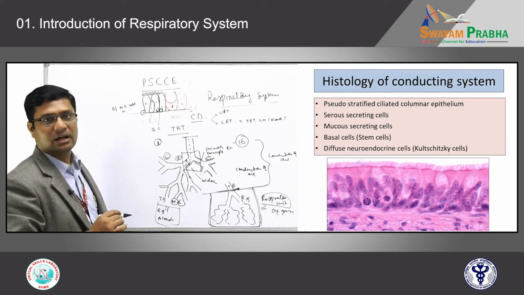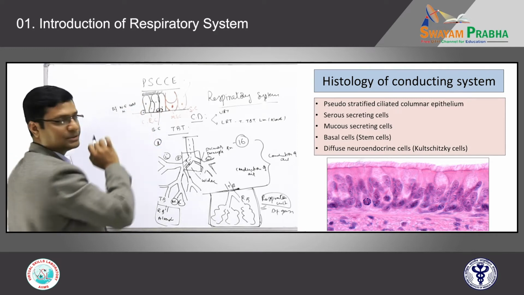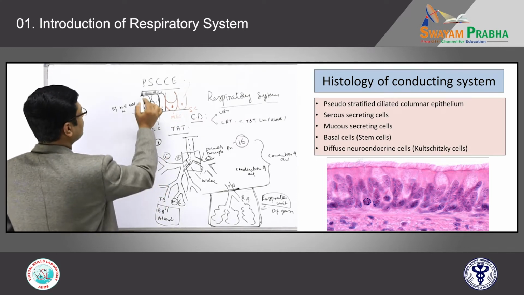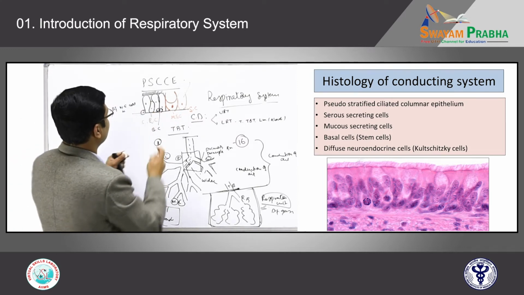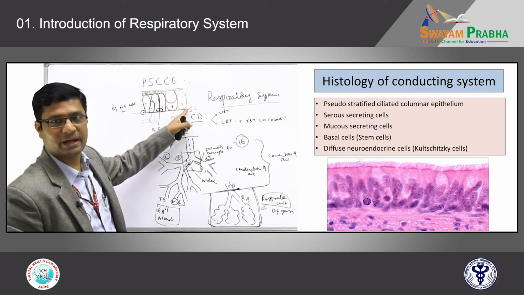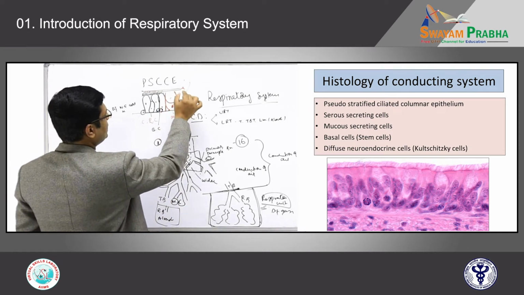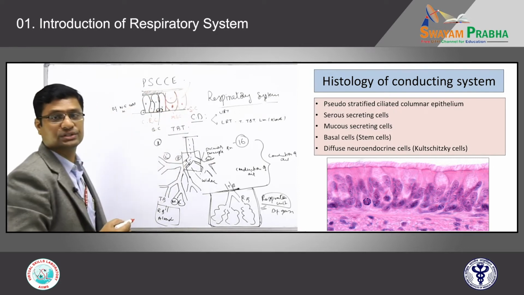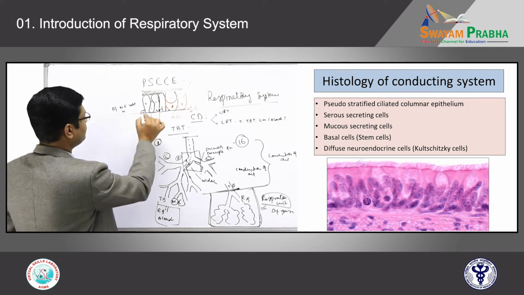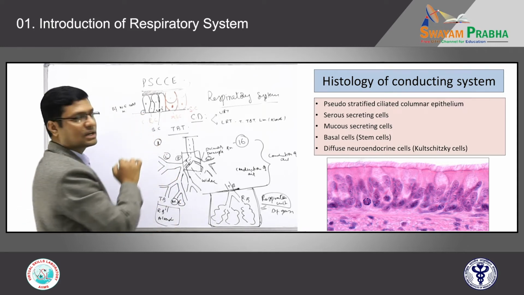Ciliated cells are mainly useful for clearing the microorganisms and help in defense. Goblet cells mainly secrete the mucus which forms a thin layer on the respiratory epithelium. Serous cells secrete a watery kind of secretion, which also forms a layer along with the mucus. Basal cells are used for proliferation, we also call them stem cells. And finally, diffuse neuroendocrine cells, they are also known as Kulchitsky cells.